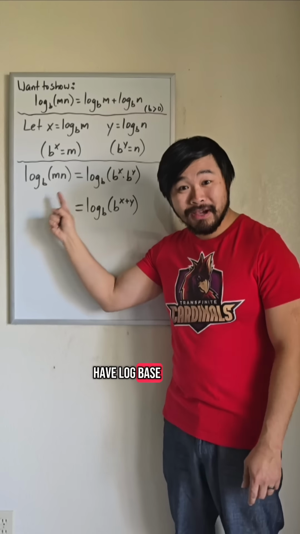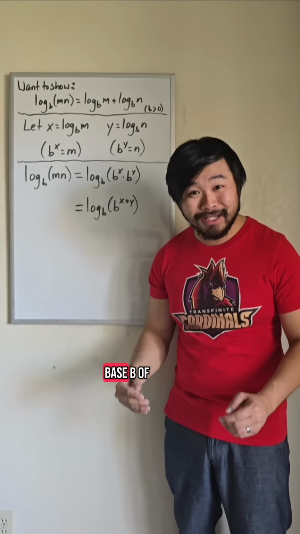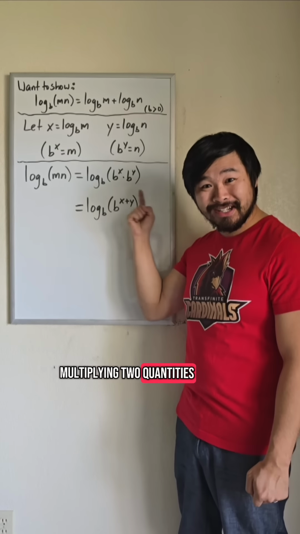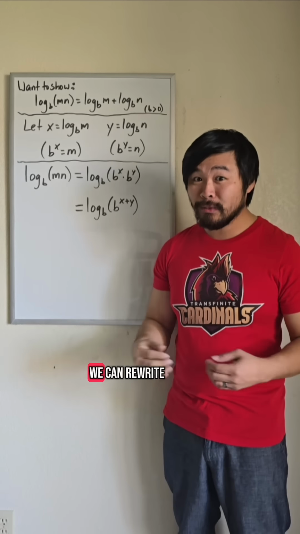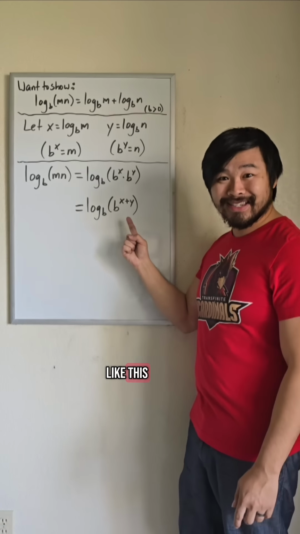So if we have log base b of m times n, we can use substitution to rewrite this as log base b of b to the x times b to the y. Now, if we're multiplying two quantities together and they have the same base, we can rewrite this so we're writing the base once, and we add the exponents together, like this.